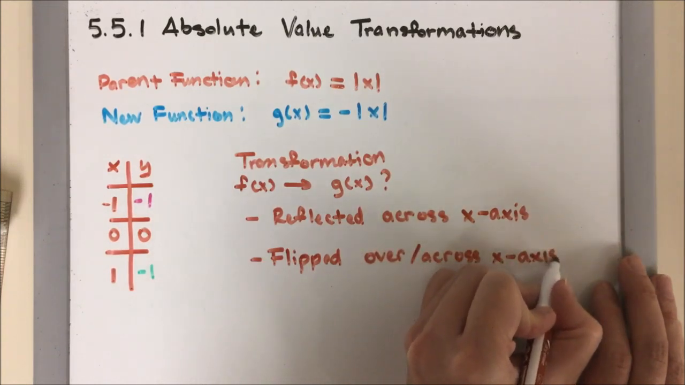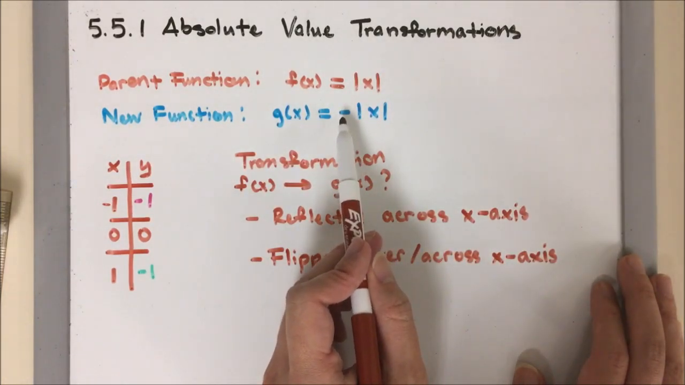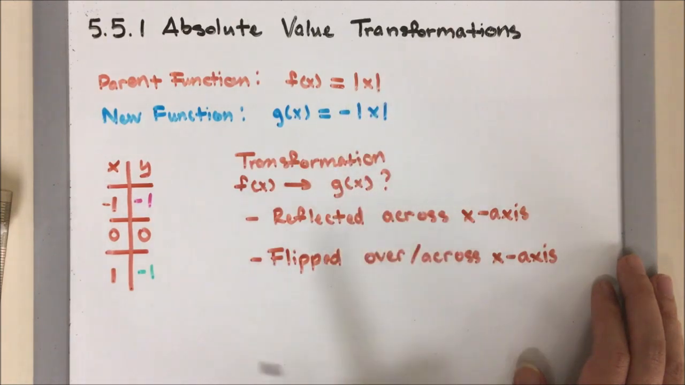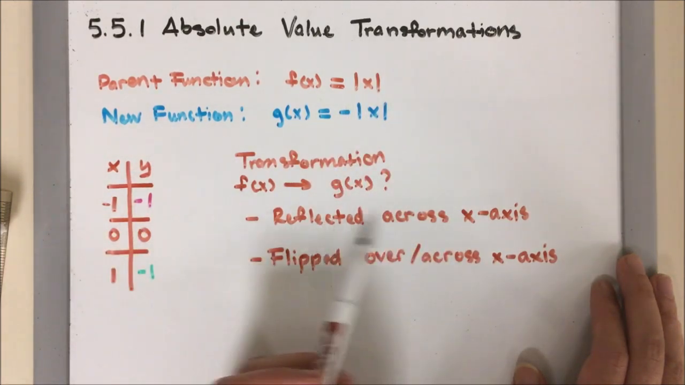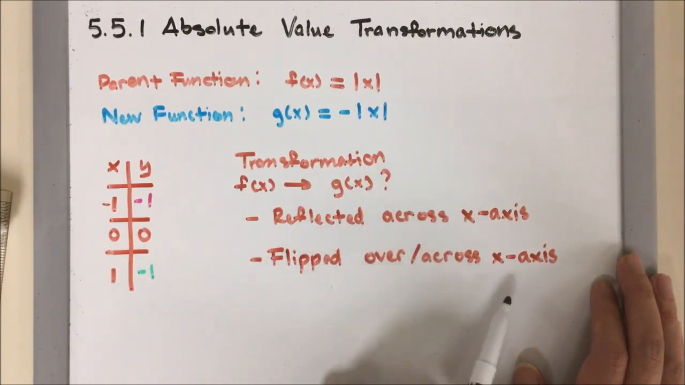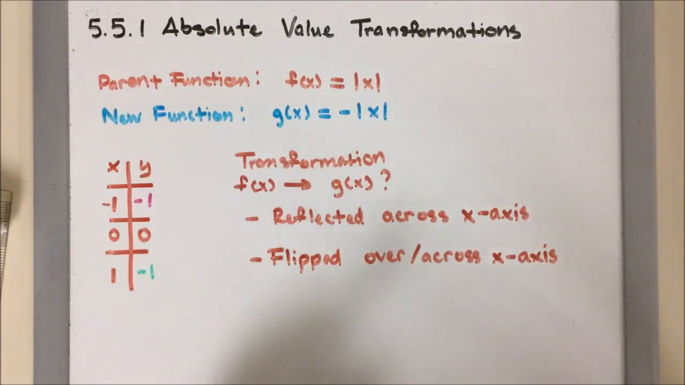So that's basically the transformation whenever you have a negative that is outside and in front of the absolute value lines. So you can say reflect across x-axis or flipped over across the x-axis. So that's all you have to write for the transformation whenever you have a negative in the front and outside the absolute value lines.